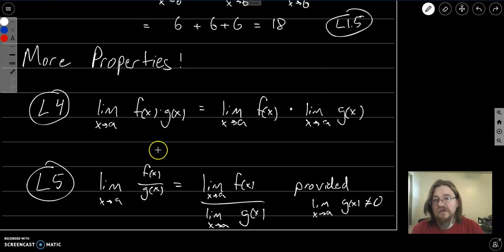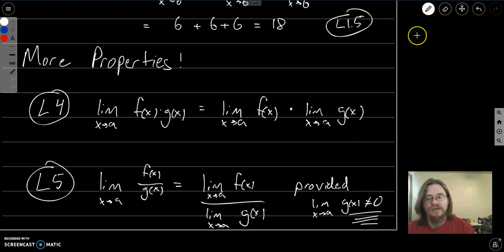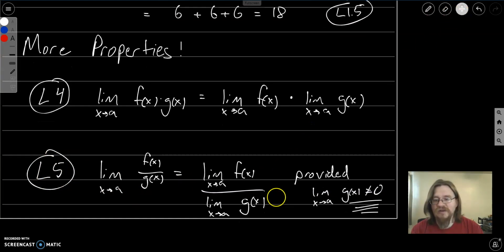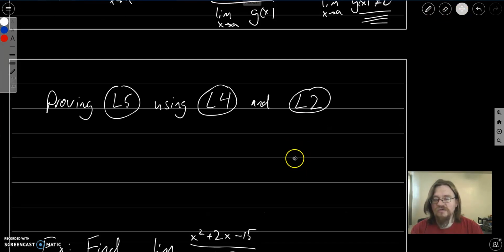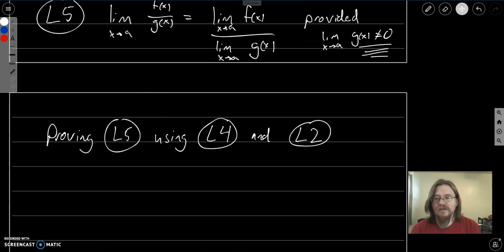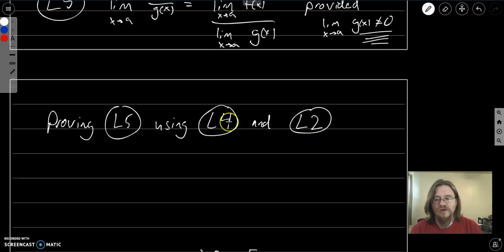But if we can multiply, we should be able to divide, right? So again, if I take the limit of f divided by g, I should get the limit of f divided by the limit of g. But again, I don't want to divide by 0, so I have to be a bit careful here. Now, I've listed this as a property. It turns out I don't need to list this as a property because I can get here using my other properties. So let's prove that L5 works using some of our other properties.